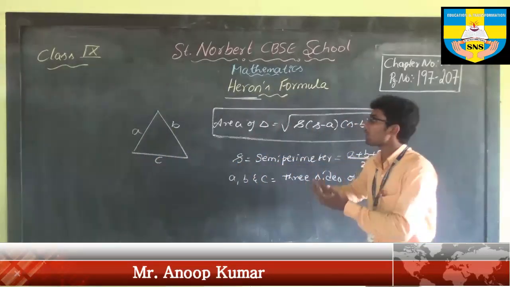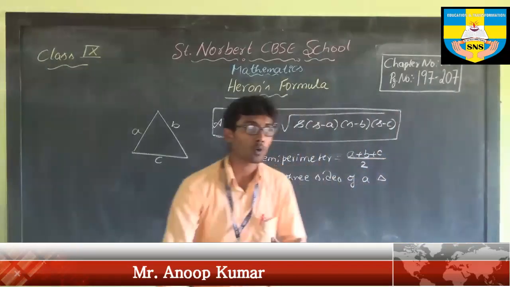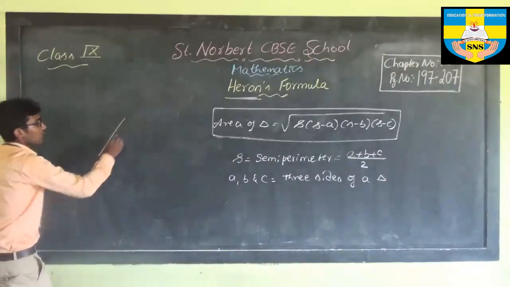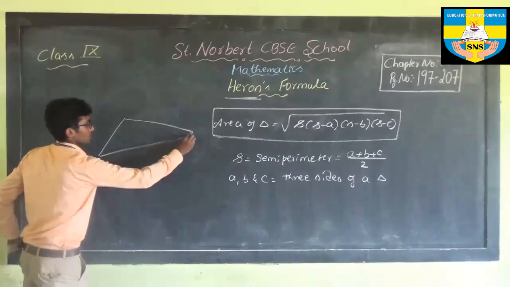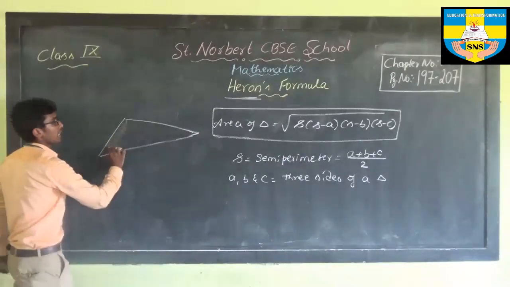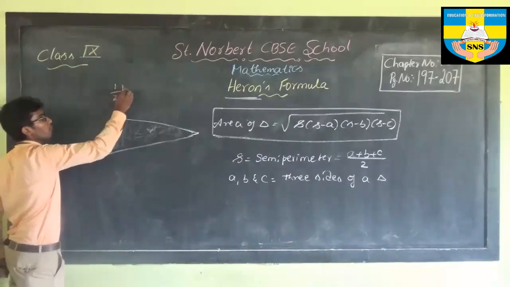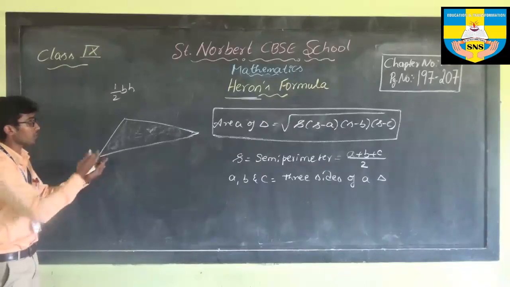Now let us see where it will be applicable, where it will be useful in our daily life. Suppose you have a park, a park in the form of a triangle. Still, if you want to calculate the area of the park, as I said earlier, you can't go for half into base into height in this situation. Finding height will be quite difficult when it comes to the park.